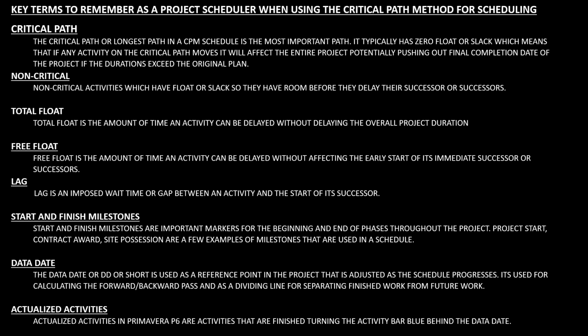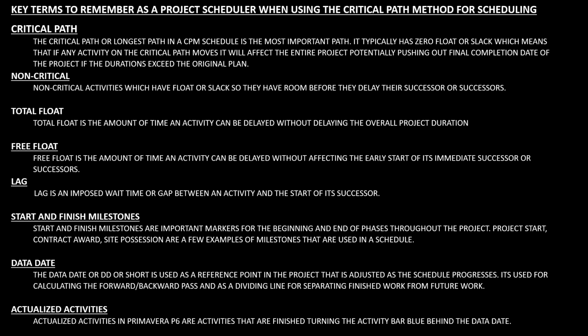Number 6 is start and finish milestones. Start and finish milestones are important markers for the beginning and ends of phases throughout the project. Some examples would be project start, contract award, site possession, and project closeout, just a few examples that we use here in scheduling. Number 7 is data date. The data date, or DD for short, is used as a reference point in the project and is adjusted as the schedule progresses. It's used for calculating the forward and backward paths and is a dividing line for separating finished work from future work or planned work. Number 8 is actualized activities. Actualized activities in Primavera P6 are finished activities that turn blue and end up on the left side of our data date.